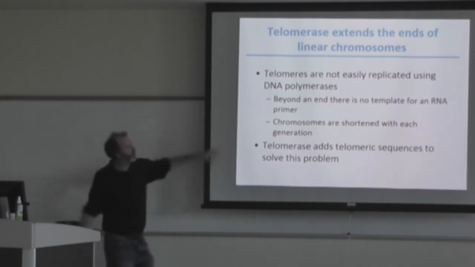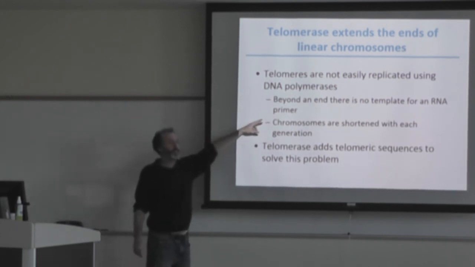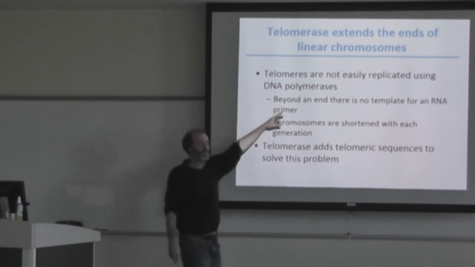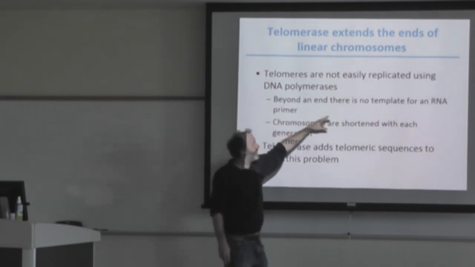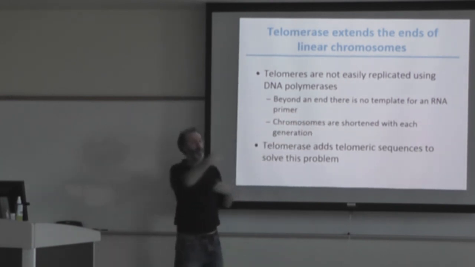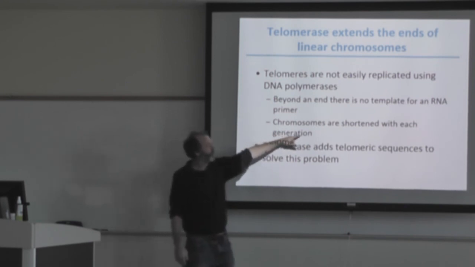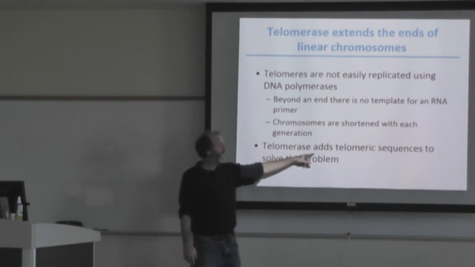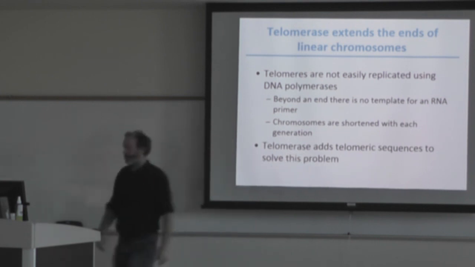Telomeres aren't easily replicated using DNA polymerases. Beyond the end, there is no template for the RNA primer. Chromosomes are shortened with each generation. Right? So telomerase adds telomeric sequences to solve this problem.